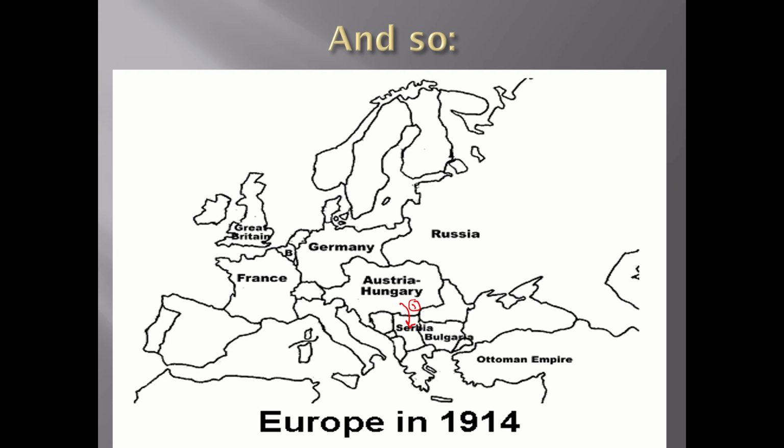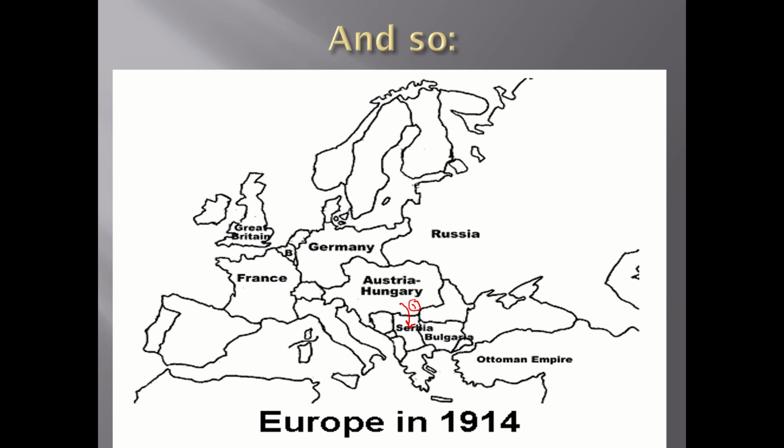Now, if you recall from our last lesson, who is Serbia's big brother? That's Russia. So Russia is going to feel the need to come to Serbia's defense, but Russia is not very industrialized and it's not really ready to declare a war. So it's going to stall and it's going to play like it's trying to solve this diplomatically.